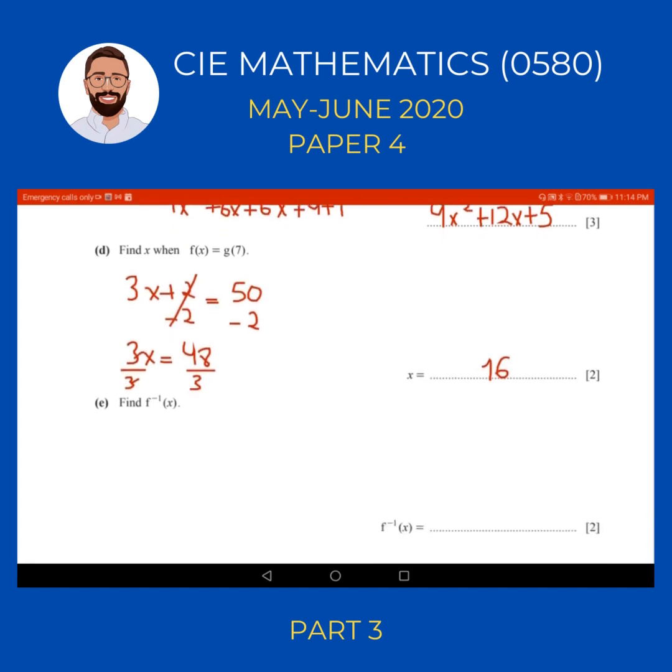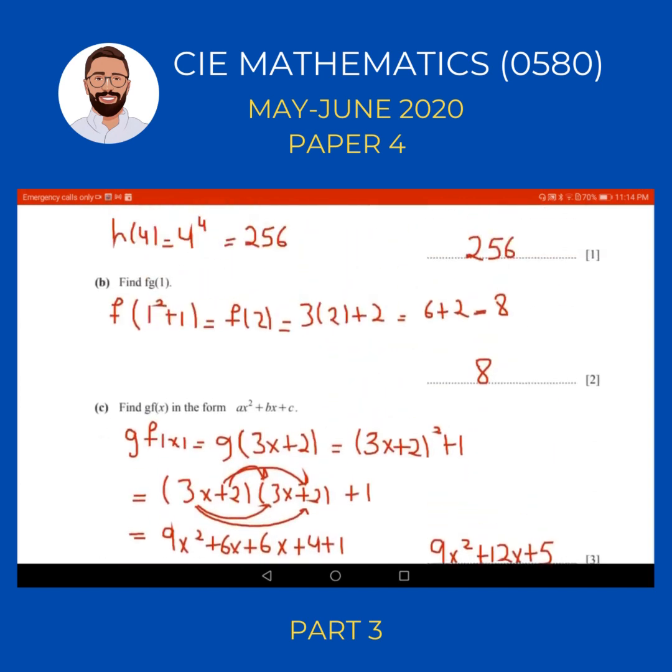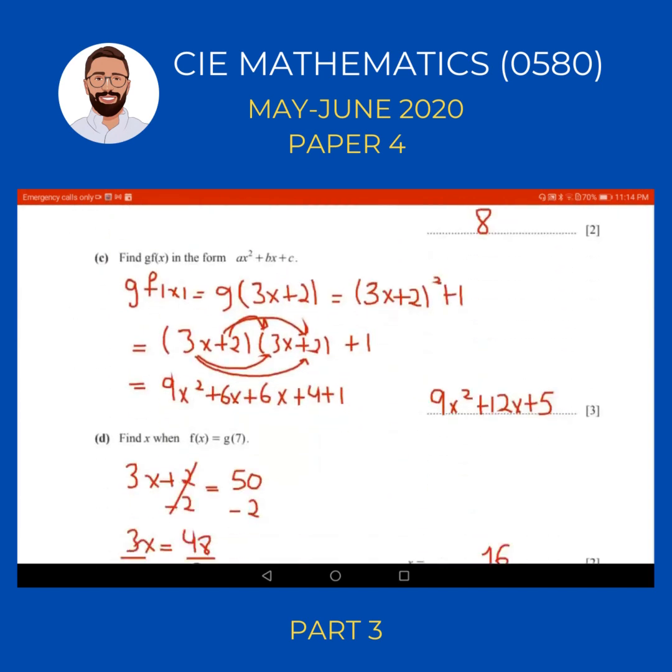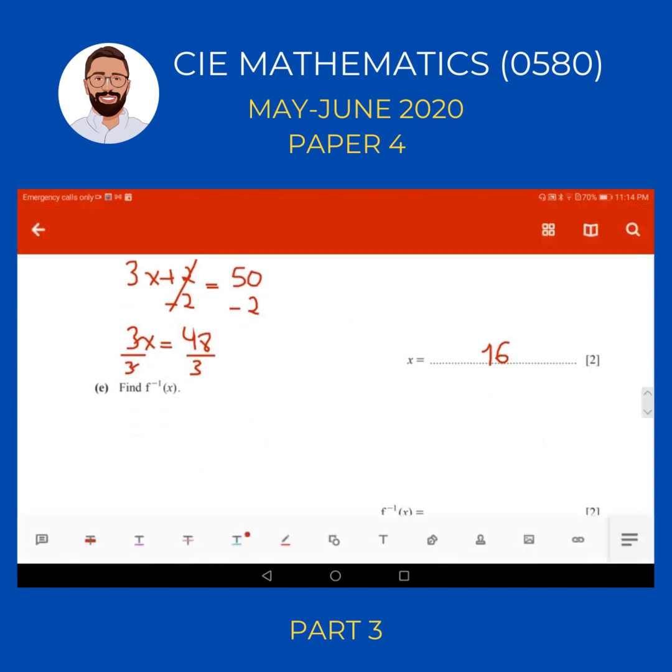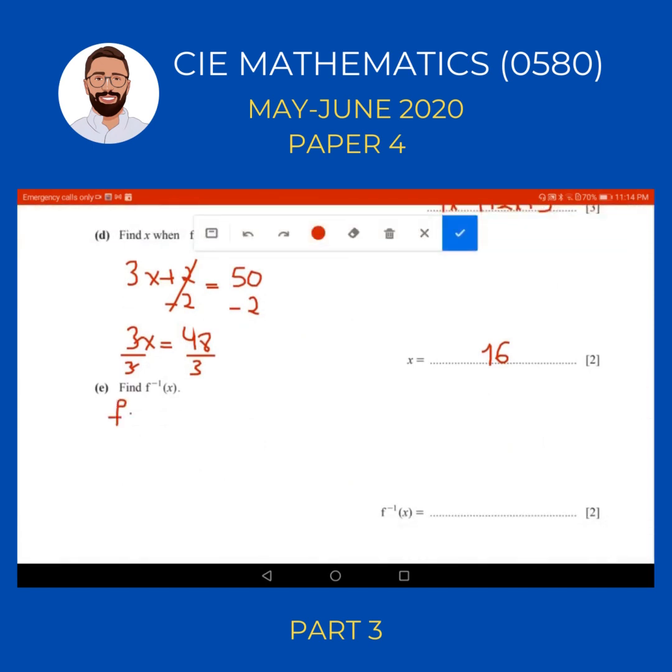Now in part E, we need to find f inverse of x. Now what's the function f of x? It's 3x plus 2. So f of x is 3x plus 2. So to find the inverse function, the first step is to replace f of x by y. So it becomes y equals 3x plus 2.